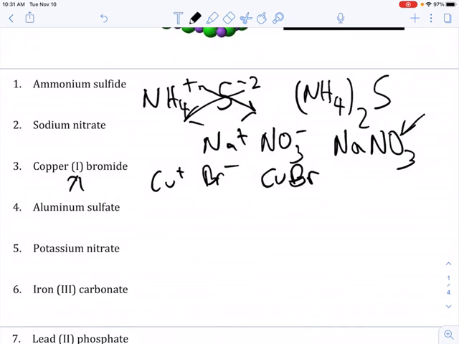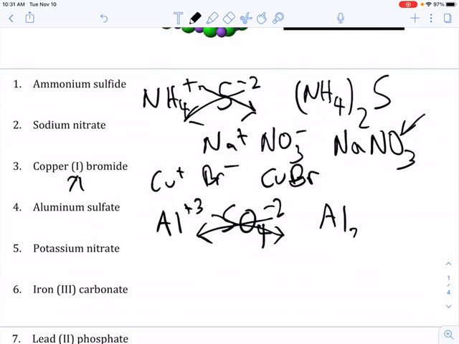Aluminum sulfate. Aluminum is in the third group of the periodic table, so it's +3. Sulfate, you should memorize, it's SO4 -2. It's a very common ion. It comes up a lot in chemistry. When I crisscross, I end up with a 3 on the sulfate and a 2 on the aluminum. Al2(SO4)3. Okay.